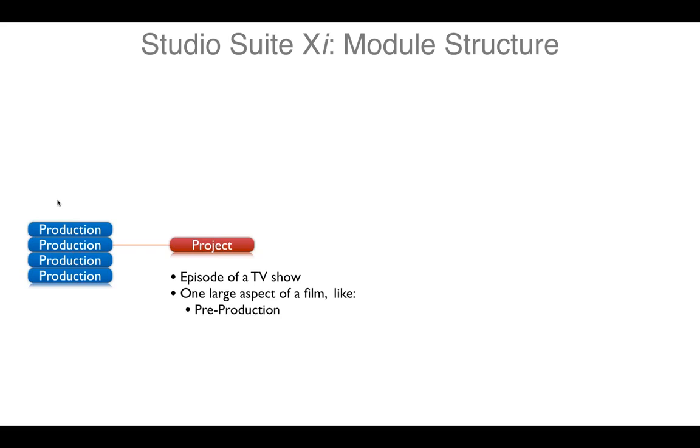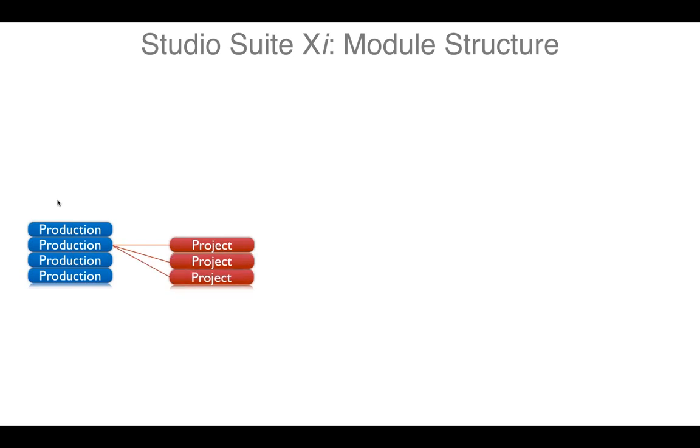And within each production, you'll have a project, or maybe multiple projects more likely, which equate to something like the episode of a TV show, or one large aspect of a film, like just pre production, or shooting, or editing, or mixing, or a reel of film. Just mainly it's one phase of a large project. And so you can handle that a bunch of different ways. And of course, one production can have multiple projects going on, and projects can also stand alone. You don't have to have a production to contain a project.